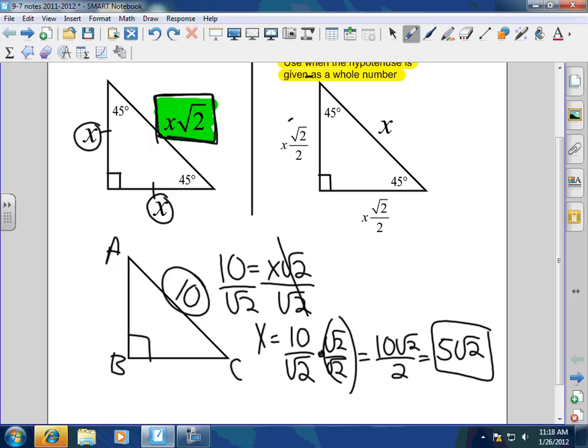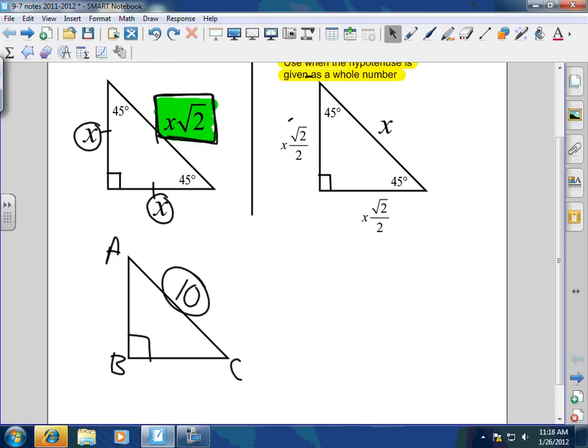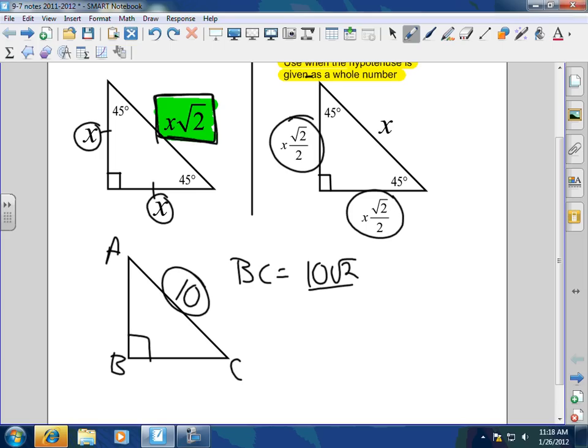So if you don't want to memorize the formulas when the hypotenuse is a whole number, that's fine. Solve it out. However, wouldn't this have been a lot easier? 10 is the hypotenuse. When the hypotenuse of a 45, 45, 90 is a whole number, use these formulas. Wouldn't BC then equal 10 times the square root of 2 over 2, which equals 5 square root of 2? Done in half the time.